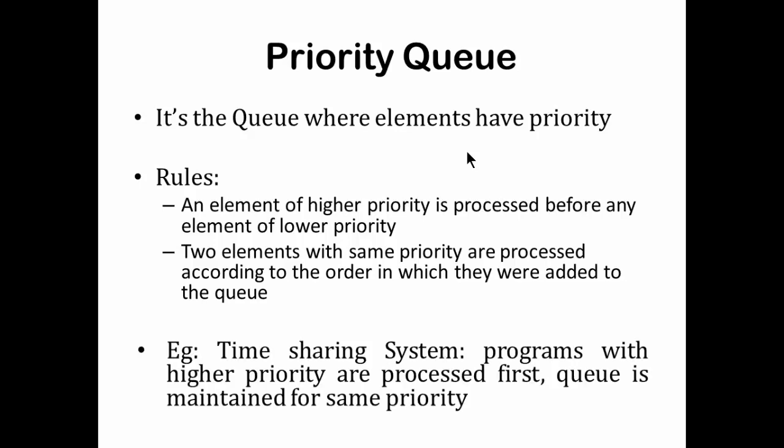The best example is the time sharing system. In time sharing system, different people are running different programs on their system. So programs have got their priority levels. So the program with the higher priority will be processed first and will be maintained inside the queue, right? And the lower one will go to the lower priority.